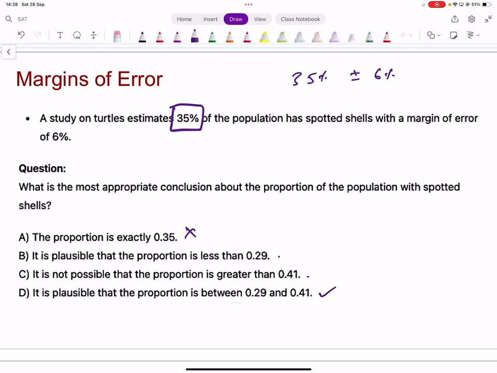Now, this looks more correct, right? Because that's what we estimated here. 35% plus or minus 6%. It says, which of these is the most appropriate conclusion? So looking at that margin of error, 35% plus or minus 6%, that means the actual number is likely to be between 29% and 41%. It's likely to be between these numbers. Is that okay?